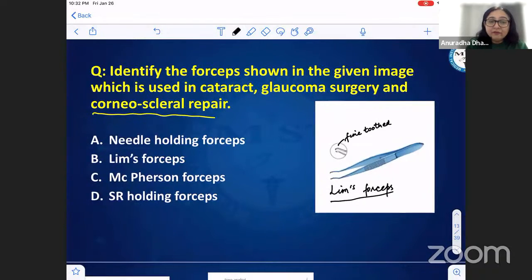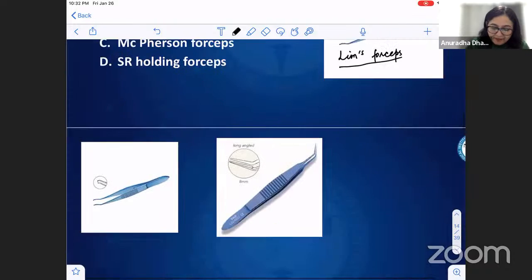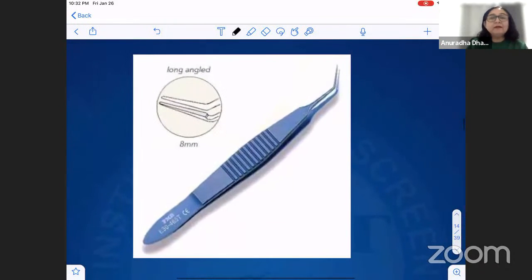This is not a needle holding forceps, because needle holders are different. They are more sturdy to hold the needle. Okay? This is not a McPherson forceps. McPherson forceps is like this. It has prongs which do not have any teeth, and they are there to hold the capsule or to hold the lens when you are implanting and positioning the lens. The McPherson forceps is also used when we are applying sutures, when we are tying the sutures. So this is your McPherson forceps.